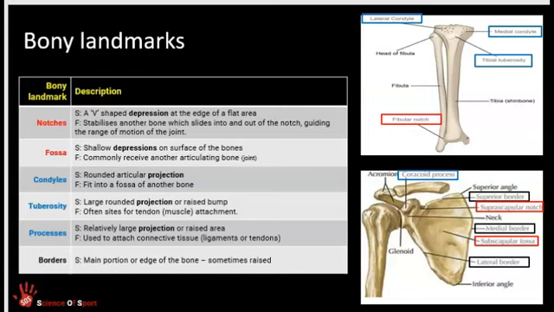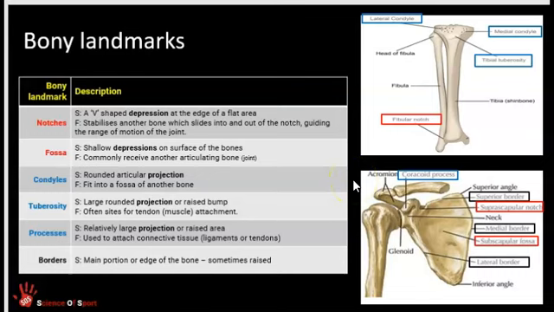So we've got the red depression, so the notches and fossas in a bone or on a bone are depressions, dips, if you like. Fossa is a shallow depression. Notch is a V-shaped depression. And I've just put S and F where I've tried to separate the structure and the function.